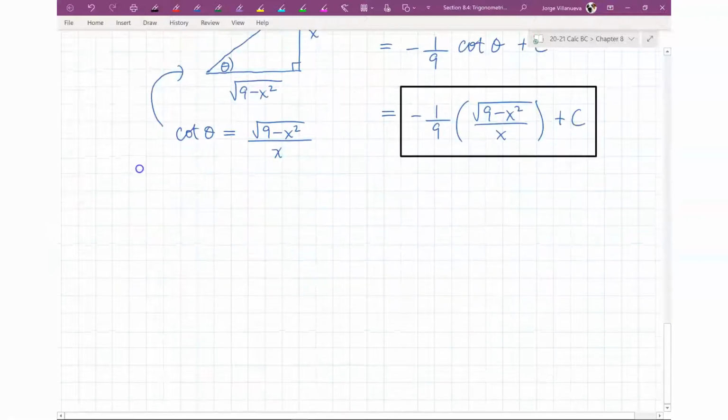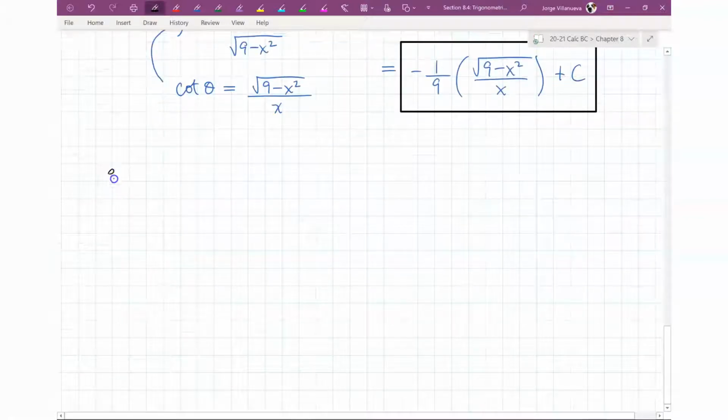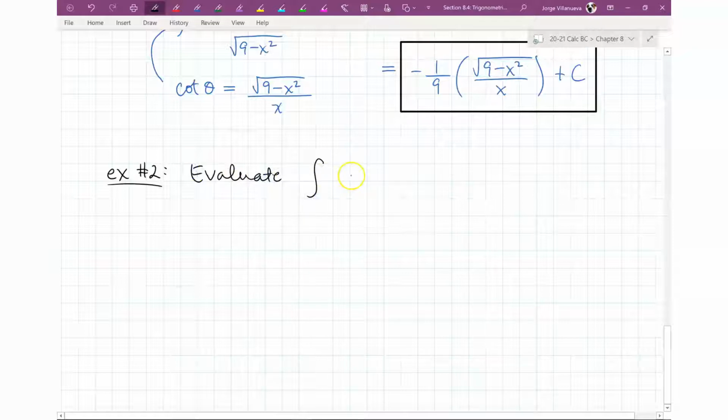So let's do another example. We'll do example number 2. We did example 1 yesterday. We're going to do example 2 right now. So we're going to evaluate the integral of dx over the square root of 4x squared plus 1. Okay, so that's the thing they want me to evaluate.